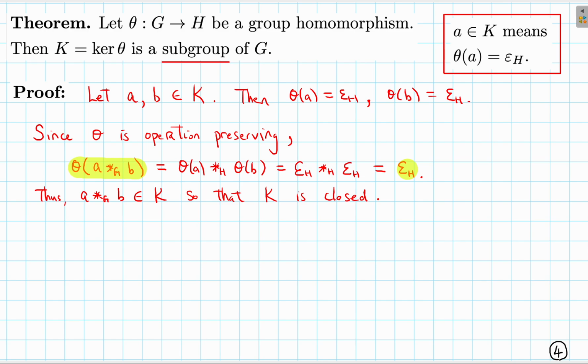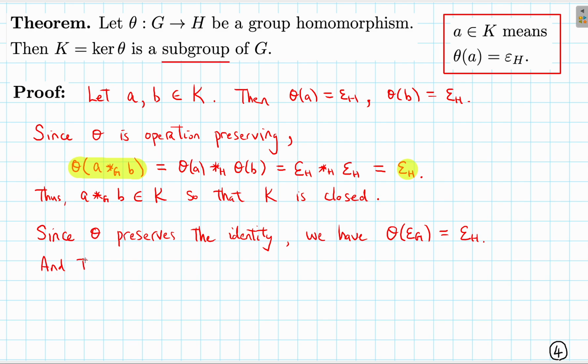Next, let's show that the identity element of G, namely epsilon G, is in the kernel. In other words, we need to show that epsilon G satisfies this property. So let's apply theta to epsilon G. Well, we know we get epsilon H because theta, being a homomorphism, preserves the identity. So let's write that down. Since theta preserves the identity, we have theta of epsilon G is equal to epsilon H, and thus epsilon G is in the kernel.